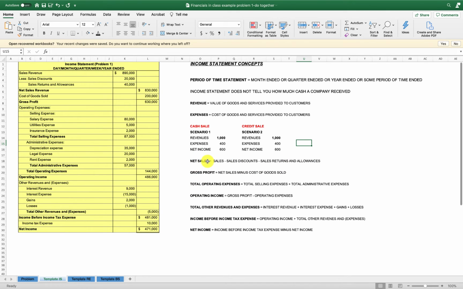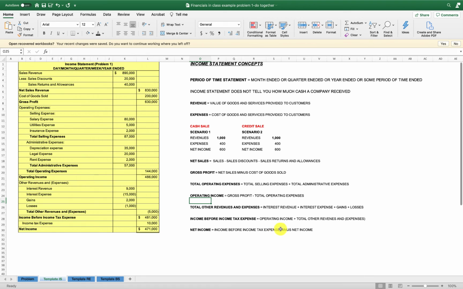Also, how do we calculate net sales? I'll let you look at these formulas, right? Net sales is sales minus sales discounts minus sales returns and allowances. Gross profit is net sales minus cost of goods sold. Total operating expenses is selling expenses plus administrative expenses. And then operating income is gross profit minus the total operating expenses, right?